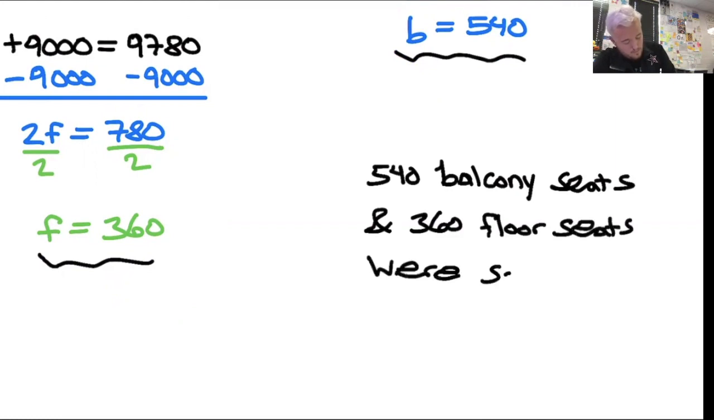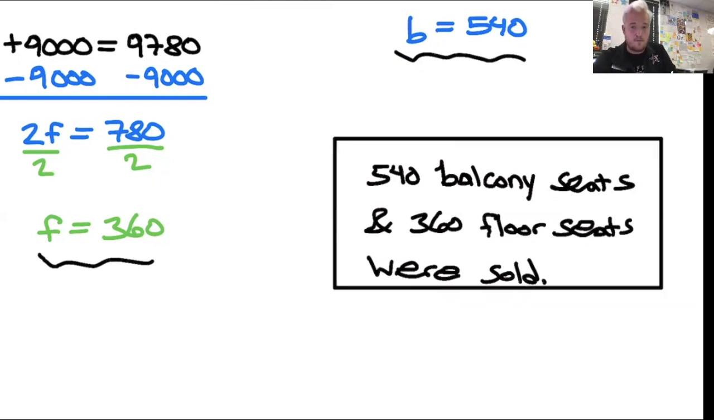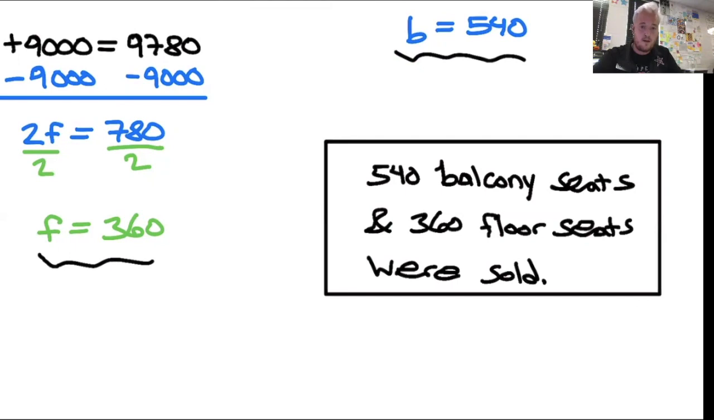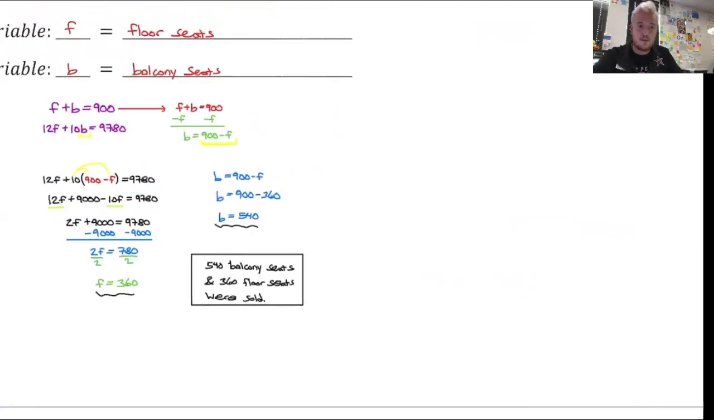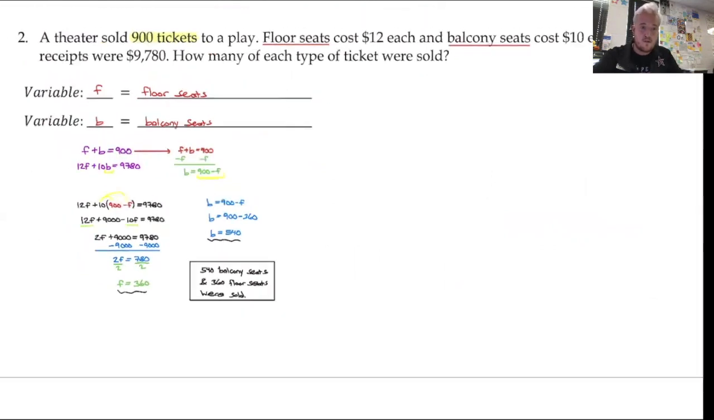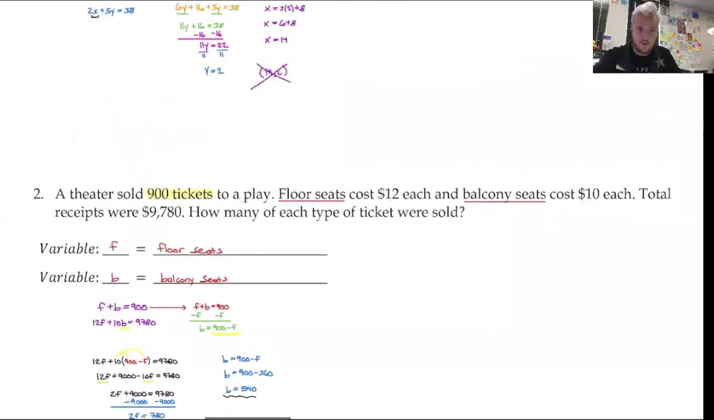were sold. It doesn't have to be my sentence exactly. You can come up with your own variation, as long as it's conveying the same information, then it's good. So if you want to say they sold 360 floor seats and 540 balcony seats, same idea. As you can see, these are really just applying substitution and hopefully eventually elimination.